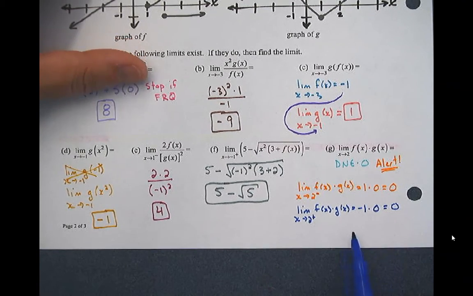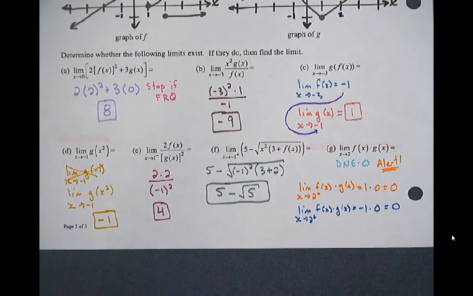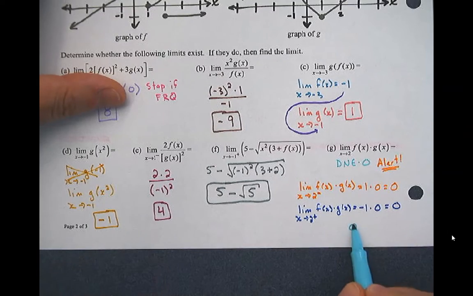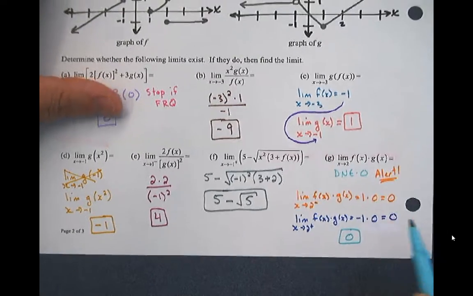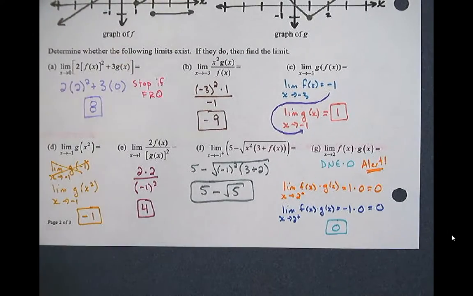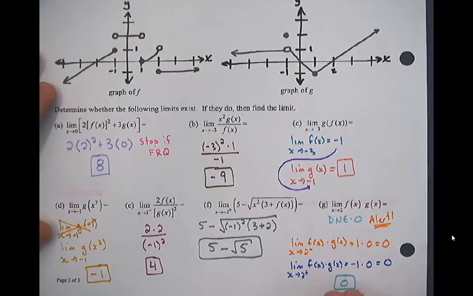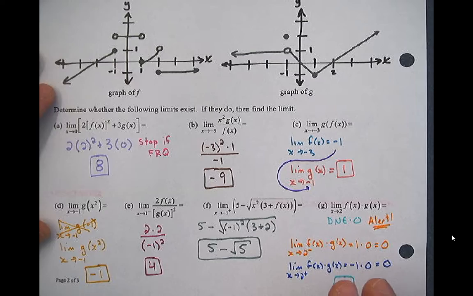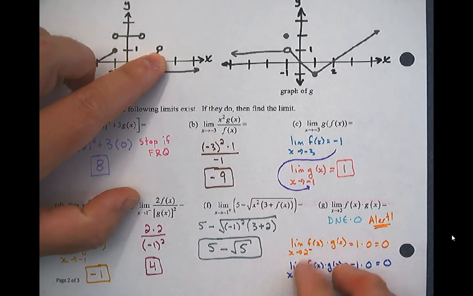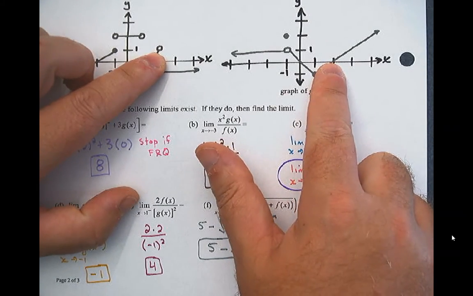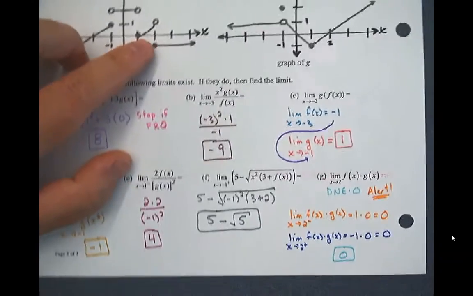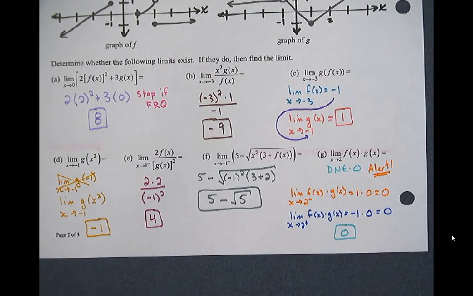So right now, the overall limit is not DNE. The overall limit is 0. I'm going to double check that, so ask about that one in class. That's interesting. I guess because it's 0, that would probably be true, because as I multiply this times something close to 0, it's getting closer and closer to 0. I think that's true. I think that works. That's a surprise.